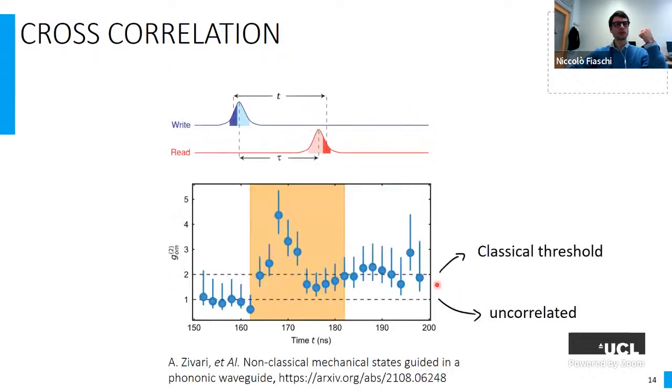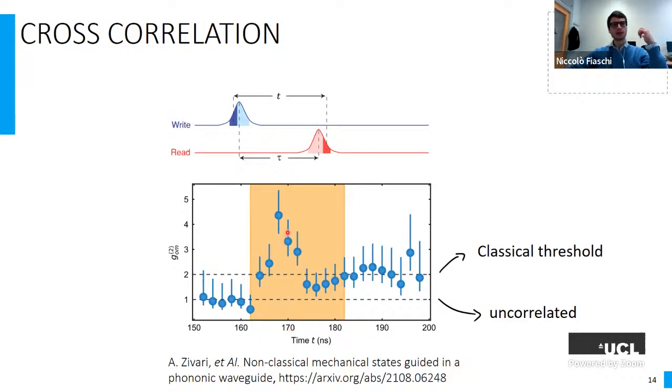And what we get is that we have uncorrelated, or at most classically correlated, fields when the pulse is outside the cavity. So when, for example, the pulse is still traveling in the waveguide, so it's not yet back in the cavity. But when the pulse is in the cavity, we see a quite strong non-classical correlation. That means that we actually create this non-classical state. It travels in the waveguide, and then we can retrieve this non-classical state back. So this was the first work in this direction.